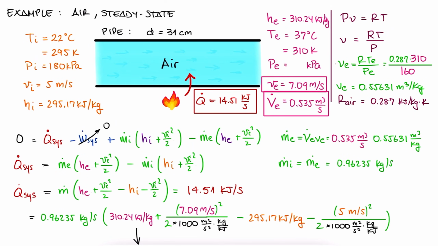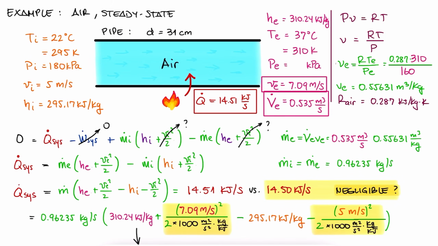per second. Now, what would have happened if we didn't take into account the change in kinetic energy due to the change in the inlet and exit speeds? Well, if we don't take those terms into account, the result is now 14.50 kilojoules per second, a 0.07% error. So this is very important to remember. Neglecting the kinetic energy is not always the case because the inlet speed can be several orders of magnitude higher or lower than the exit speed.